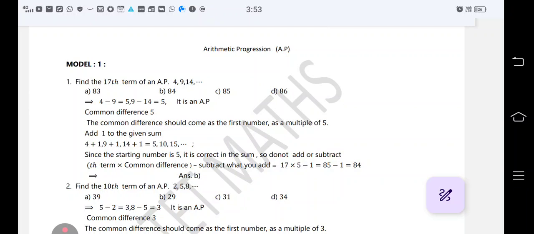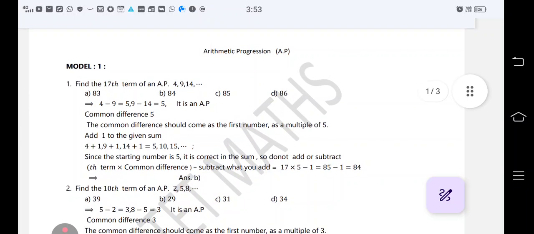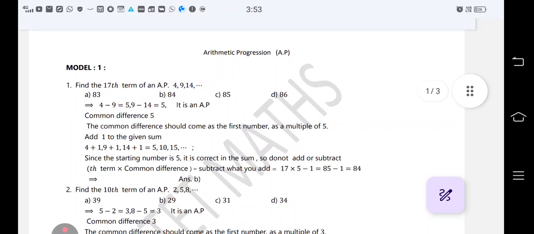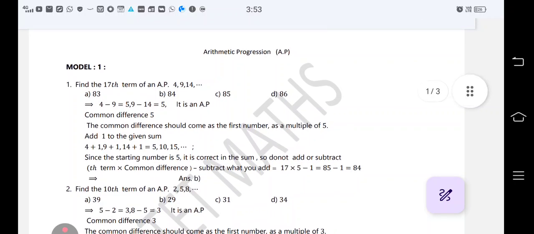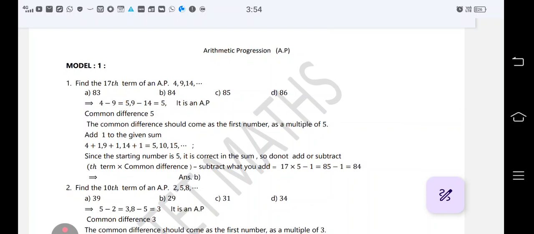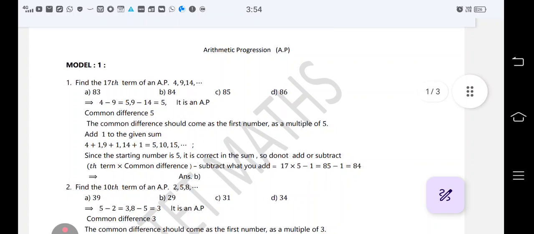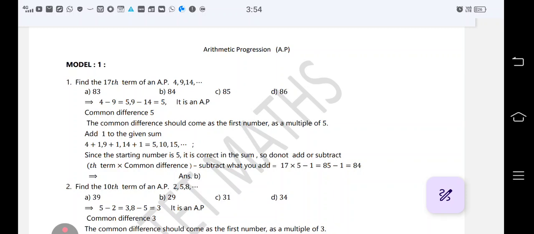First of all, we should find whether it is an AP or GP or HP. For that, second term minus first term is equal to third term minus second term. If both are equal, it means there is an AP. Here, 4, 9, 14. 9 minus 4 equals 5. 14 minus 9 equals 5. Therefore, the common difference 5 is equal. Therefore, it is an AP.